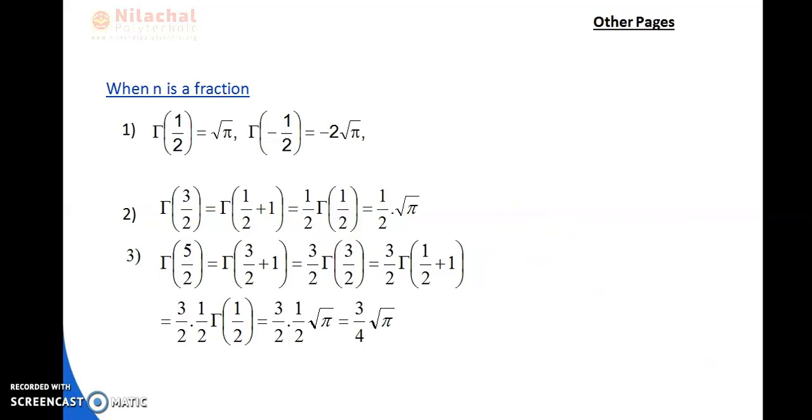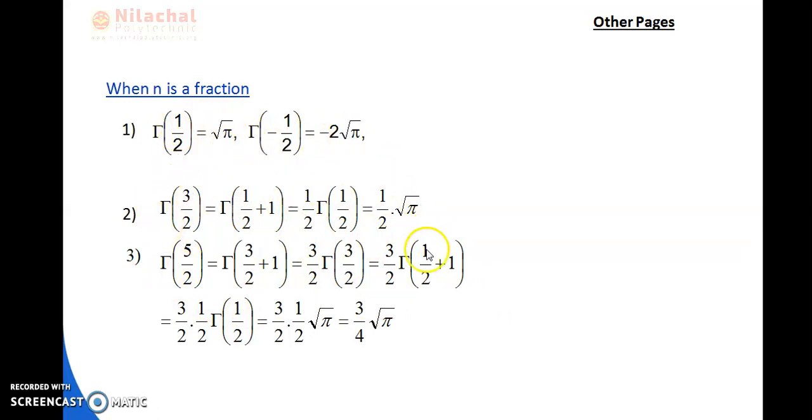So here, gamma of 1 by 2, it's a fraction. Gamma of 1 by 2 equals root pi, and gamma of minus 1 by 2 equals minus 2 root pi. This value can be obtained by using the main definition, meaning gamma of n equals integration from 0 to infinity of e to the power minus x into x to the power n minus 1 dx. So from that formula this can be obtained.